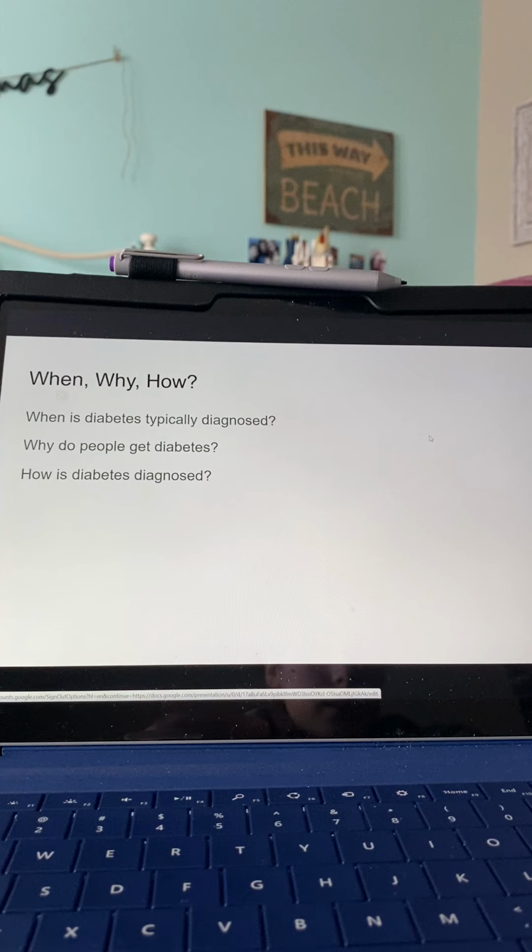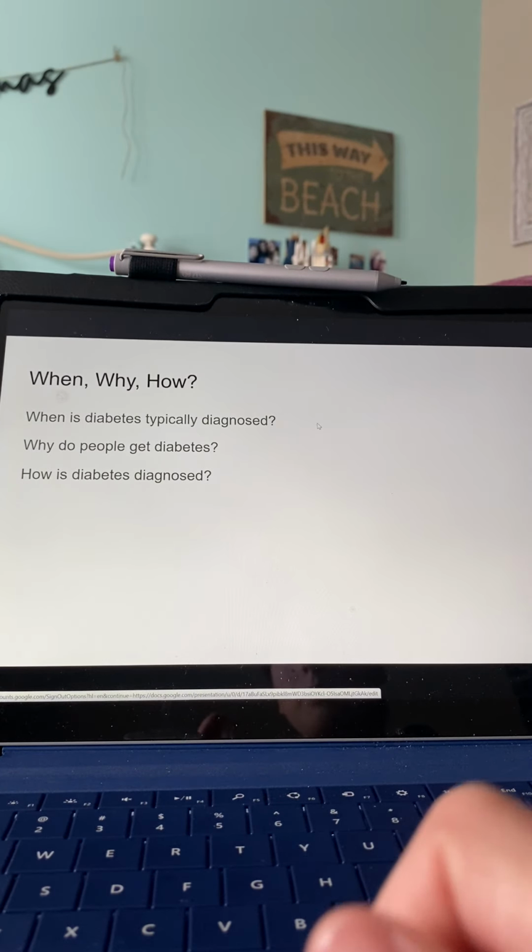So going back to this slide here, when, why, and how. So when is diabetes typically diagnosed? It depends on the type of diabetes. Type 1 diabetes is definitely more common in children and younger people, but it can actually be diagnosed at any time.